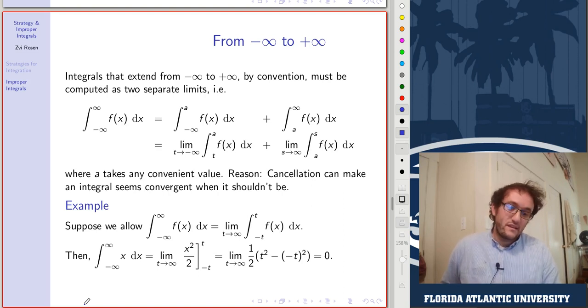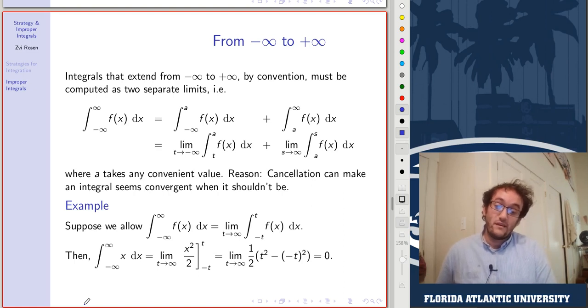The reason that we do this instead of just using one variable t and letting it go from minus t to t, and taking the limit as t goes to infinity to catch it on both sides, is that cancellation can make an integral seem convergent when it shouldn't be. As an example, suppose we allow this integral from minus infinity to infinity to be expressed as the limit as t goes to infinity of the integral from minus t to t of f of x dx. Then if we take f of x equals x, which looks like this, it should go through the origin.